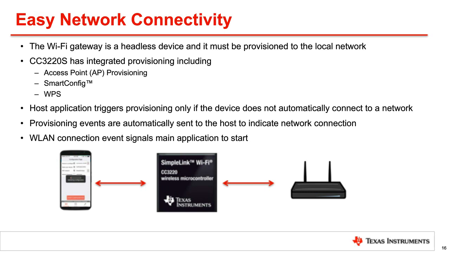While provisioning is running, the network processor built into the CC3220 sends events back to the host application to indicate different steps in the network connection process, such as whether the device is connected to the wireless local area network and whether it has acquired an IP. These events signal that the device is successfully connected to the network and that the device is ready to run the main application.